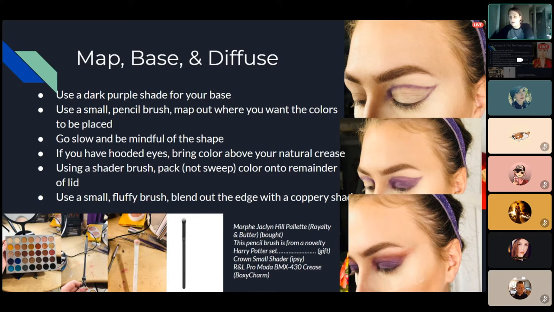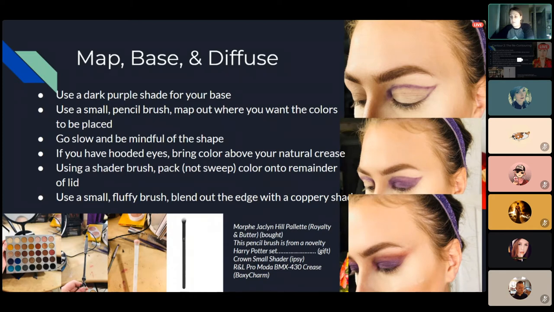If you have hooded or folded eyes, make sure that you place your line above your natural crease so that it doesn't disappear when you open your eyes up fully. If you're having trouble determining where the natural crease is, you can try opening your eyes up, looking straight ahead, and mapping it out like that.